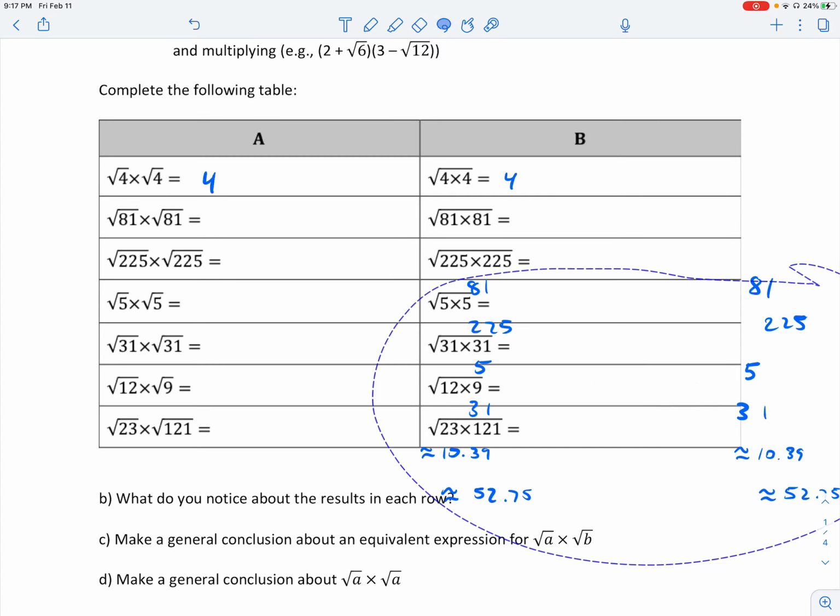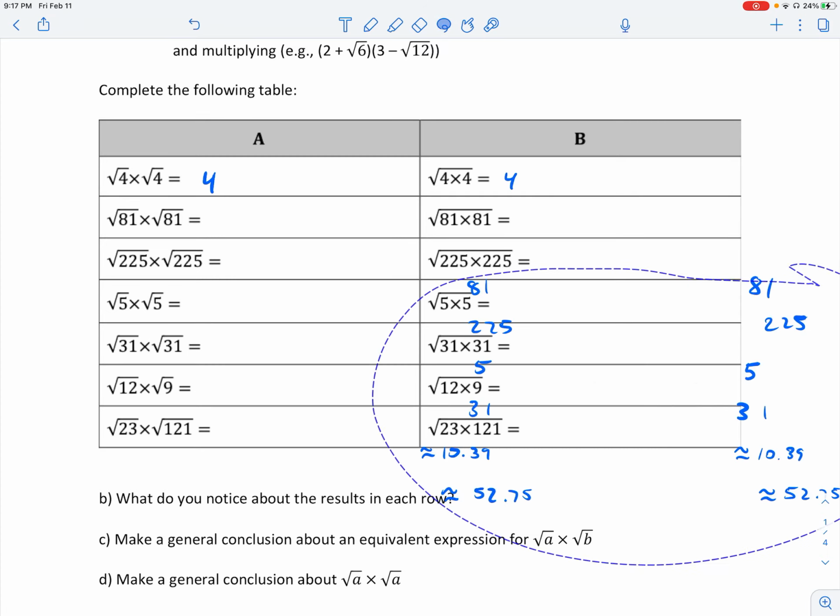Okay, so root 27, what's the largest perfect square? Looking here, what's the largest one of these that fits into 27 evenly? Okay, it's 9. So we write this as the square root of 9 times 3. And I can split this into 2, root 9 times root 3. Square root of 9 is just 3, so we have 3 root 3. All right, so that is that one.